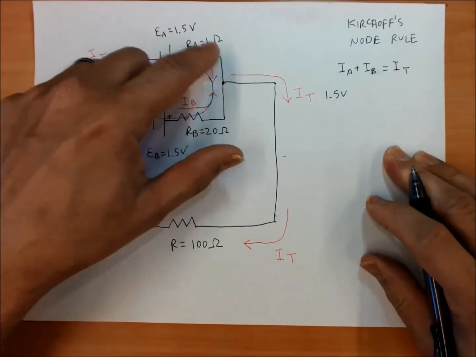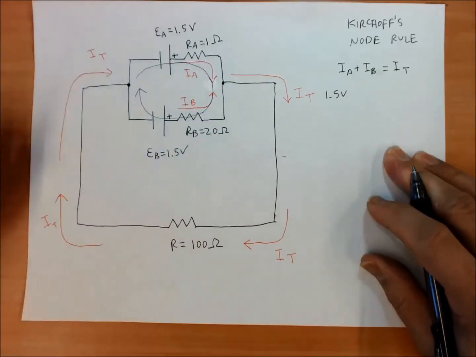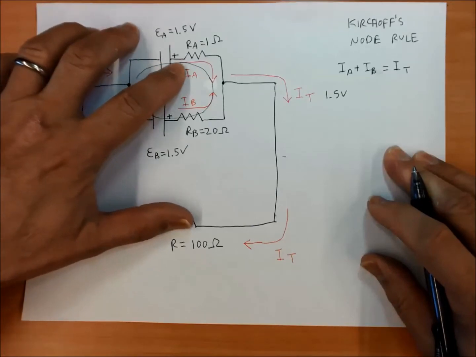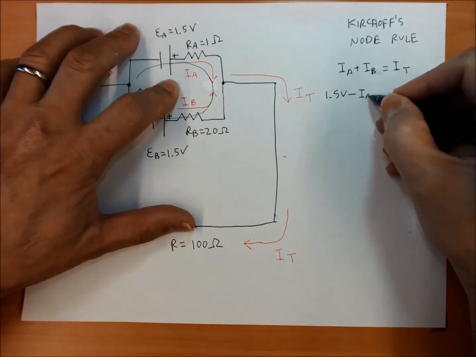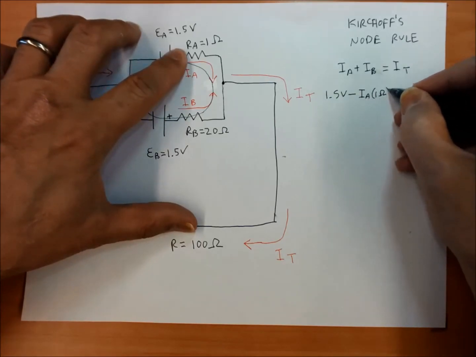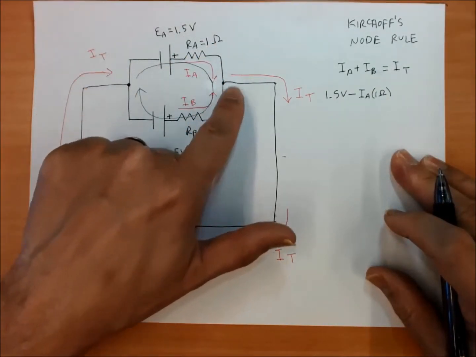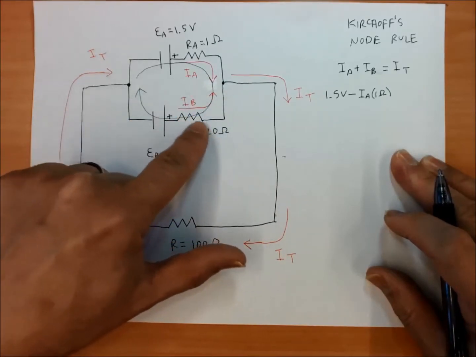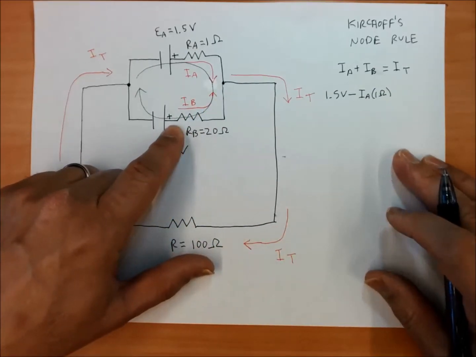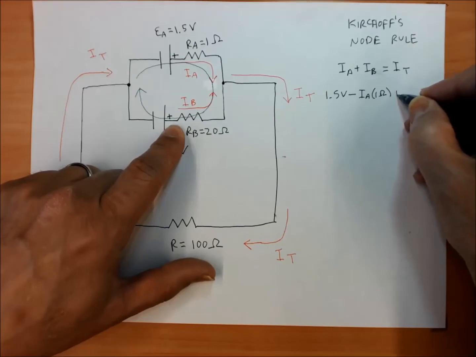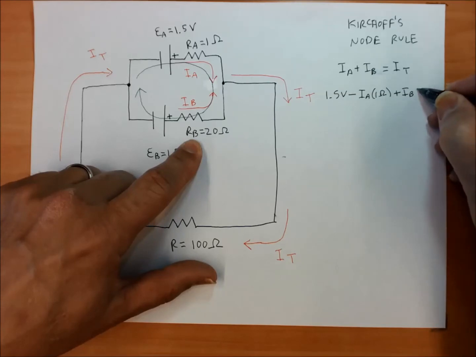As I go through the resistor, I am going in the direction of the assumed current I sub A. And as long as I'm going in the direction of the assumed current, that would be a voltage drop through the resistor. So I'm going to make this minus I sub A times 1 ohm, the value of that resistance. Continuing along the loop, I'm now going in the opposite direction of the assumed current I sub B through this resistor. And if I go in the opposite direction of the assumed current, instead of a voltage drop, it's actually a voltage boost. So I'm going to call this plus I sub B times 20 ohms.